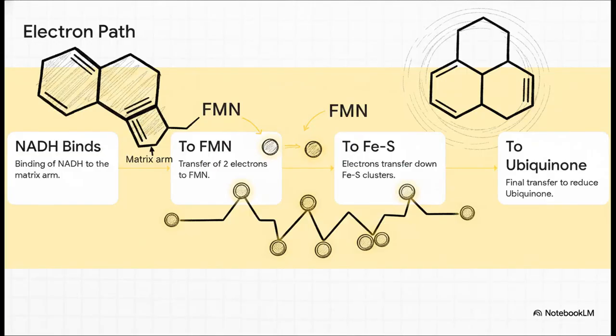For the exam, understanding this exact step-by-step path is absolutely crucial. First, NADH binds to the matrix arm and hands off its 2 electrons to a cofactor called flavin mononucleotide, or FMN, reducing it to FMNH2. From there, the electrons don't just jump randomly, they are passed systematically down a highly organized conductive wire made of iron-sulfur clusters. Finally, these electrons are delivered to their final destination within the complex, a molecule of ubiquinone, which you probably know better as coenzyme Q.